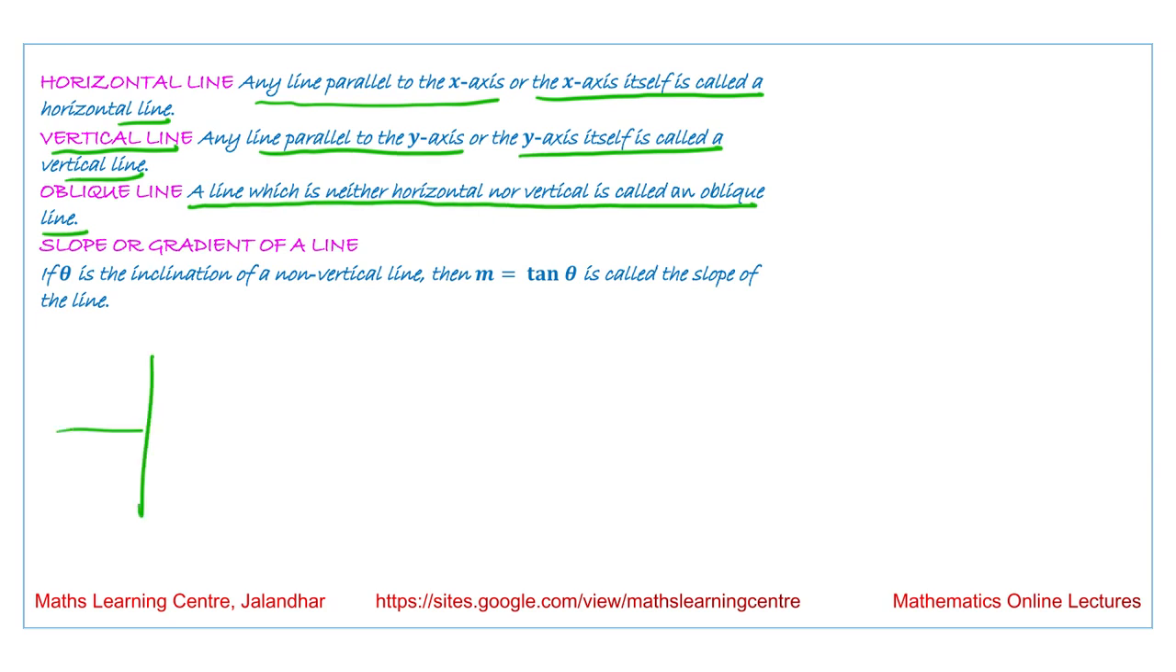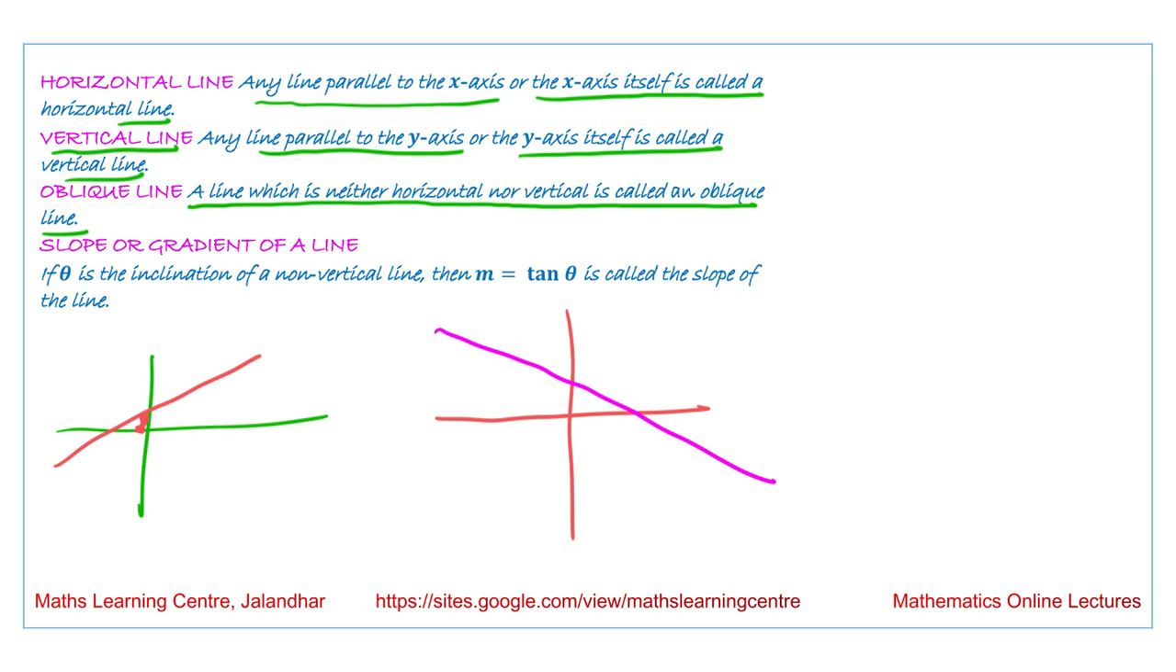Suppose this is the line we have, which is neither a vertical line nor a horizontal line, and this is the angle that we measure with the positive direction of the x axis. We may have the line in this form, we are measuring the angle over here, this is the angle theta, and this is the oblique line we have.